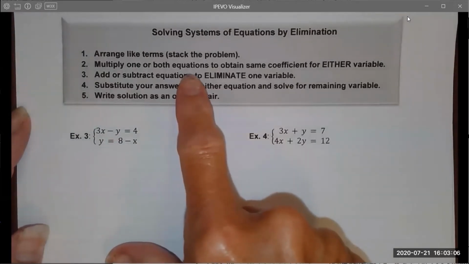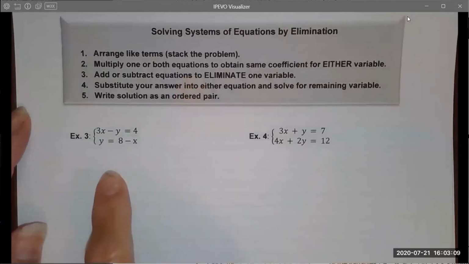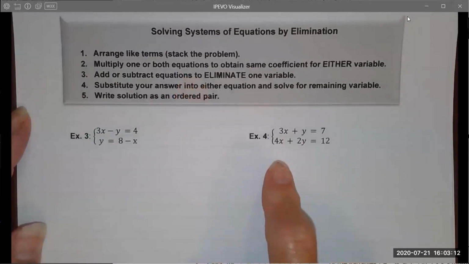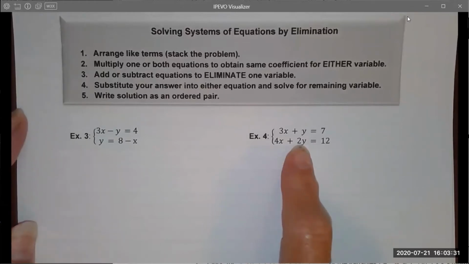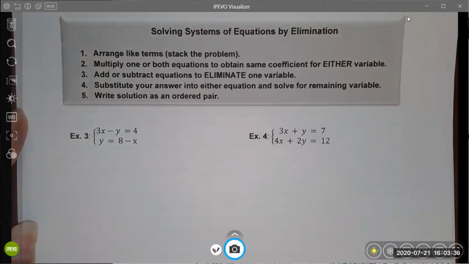Sometimes I will add or subtract the two equations that I have stacked, but nothing will be eliminated. In that case, I need to multiply one or both, perhaps, of the equations by some constant so that the coefficient in front of my variables are the same, or at least the same numeric value. They can have different signs, so that when I add or subtract the equations, that variable is eliminated. Once I've eliminated one variable, I'm going to use the steps from the previous page to substitute into either equation to solve for the remaining variable. And then I'm going to write my solution as an ordered pair.